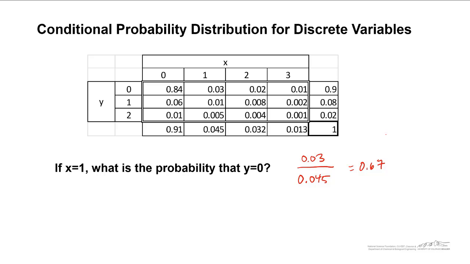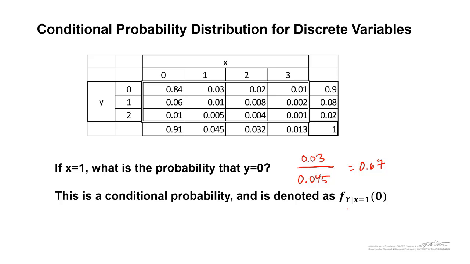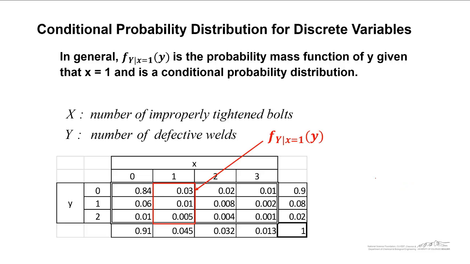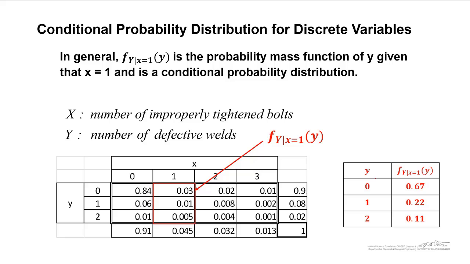So this is actually a conditional probability. We denote this by f sub Y given x equals 1. So this is the conditional probability of y, where y equals 0. That's how we denote this. If x equals 1, the probability that y is going to be 0 is known as the conditional probability, and that's 0.67. We can refer to this entire column as f sub Y given that x equals 1 as a function of y. And this in itself is composed of 3 elements: when y equals 0, when y equals 1, and when y equals 2. So this table here represents the conditional probability of y given that x equals 1 as a function of y.